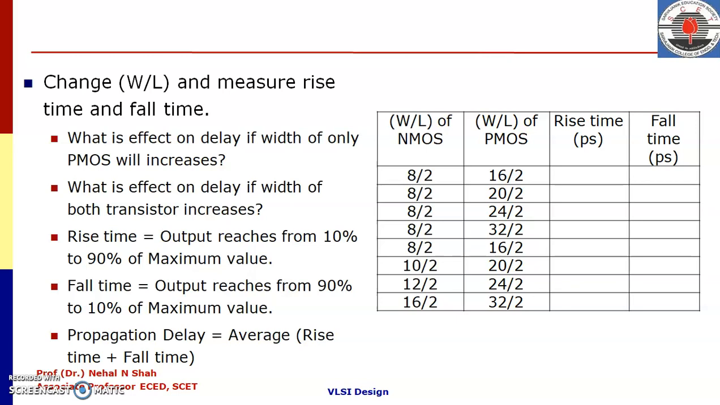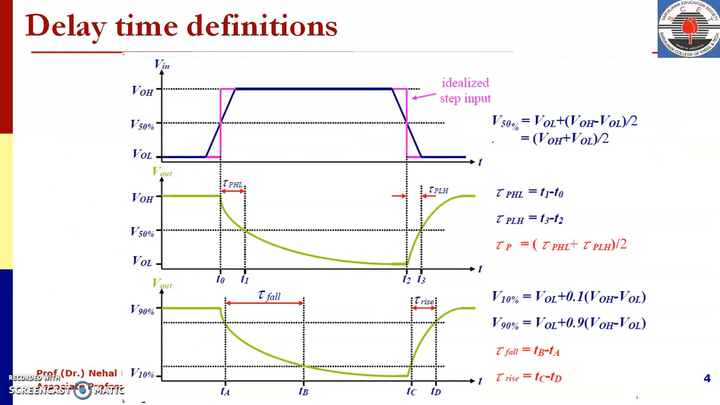Also note that rise time will be measured when the output goes from 10% to 90% of the maximum value. We will consider the maximum value of voltage as VDD. We will also measure fall time when the output goes from 90% to 10% of the maximum value. By taking the average of rise time and fall time, we can identify propagation delay, or we can use the delay time definitions.